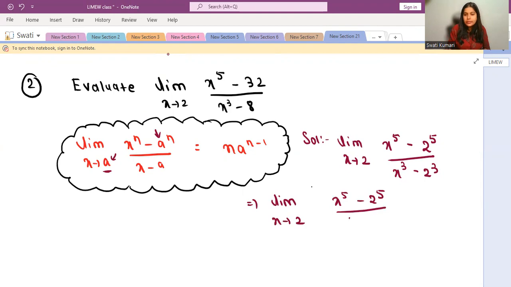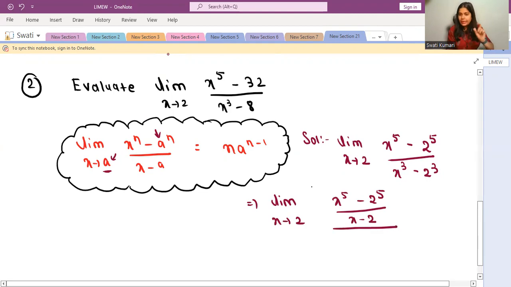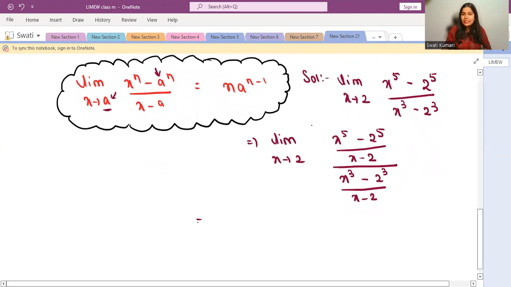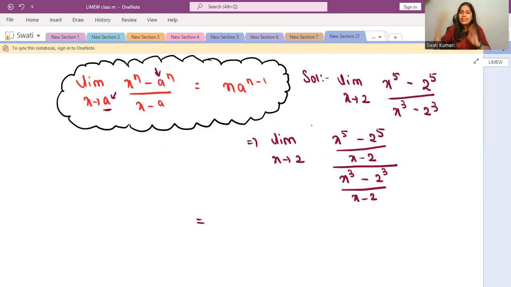I am going to divide here the denominator by x minus 2. And if I'm dividing the denominator by x minus 2, just to convert it into a formula, I'm going to do the same thing in the denominator. So x cube minus 2 cube upon x minus 2. So now this is balancing it out as well, right? Now you can see that in the numerator, x raised to 5 minus 2 raised to 5 upon x minus 2 is in the formula of x raised to n minus a raised to n upon x minus a. And same thing in the denominator also. X raised to n minus a raised to n upon x minus a.